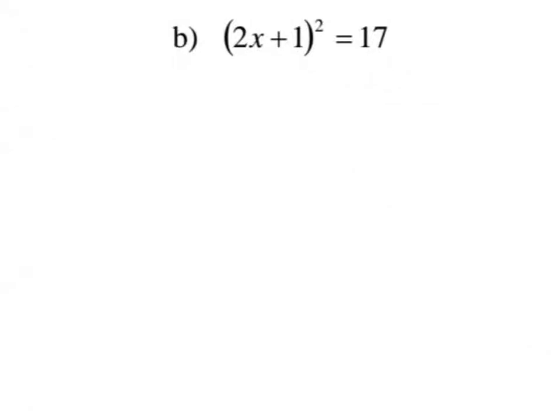So this problem, I'm going to show two different ways of solving it. The first one is by taking square roots. And when I do that, I'm going to square root both sides, and I need to have a plus or minus. I get 2x plus 1 is equal to plus or minus the square root of 17.